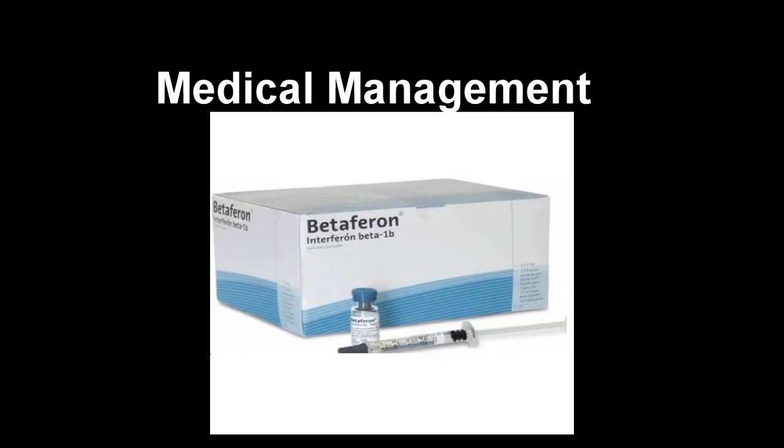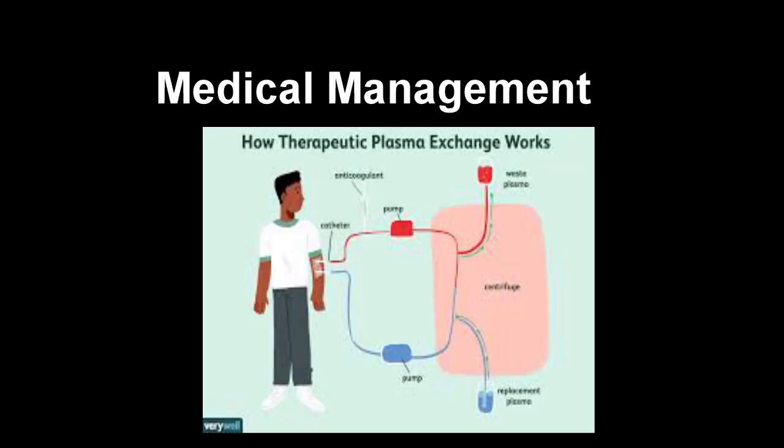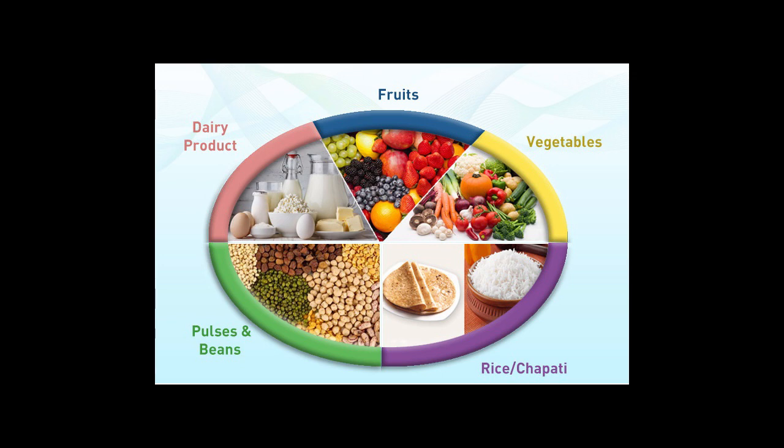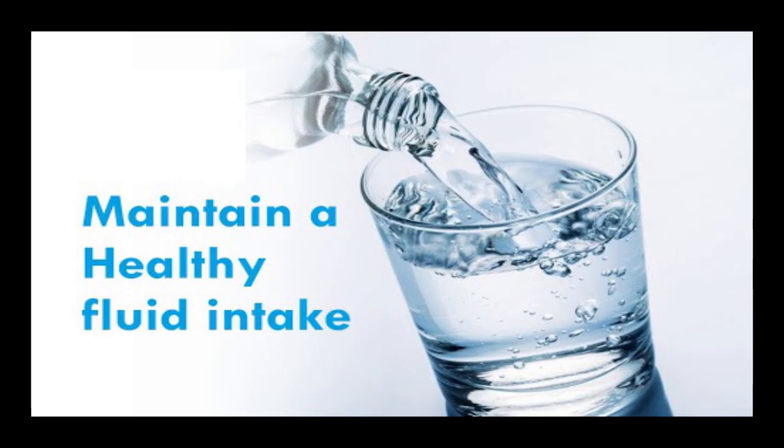Another group of drugs is beta interferons, to slow the progress of multiple sclerosis and reduce the number of attacks. Plasma exchange is also used. Speech therapy and physical therapy can be used according to the symptoms, and dietary management includes a high calorie, high protein, high vitamin, low fat, and gluten-free diet. Fluid intake should be increased.